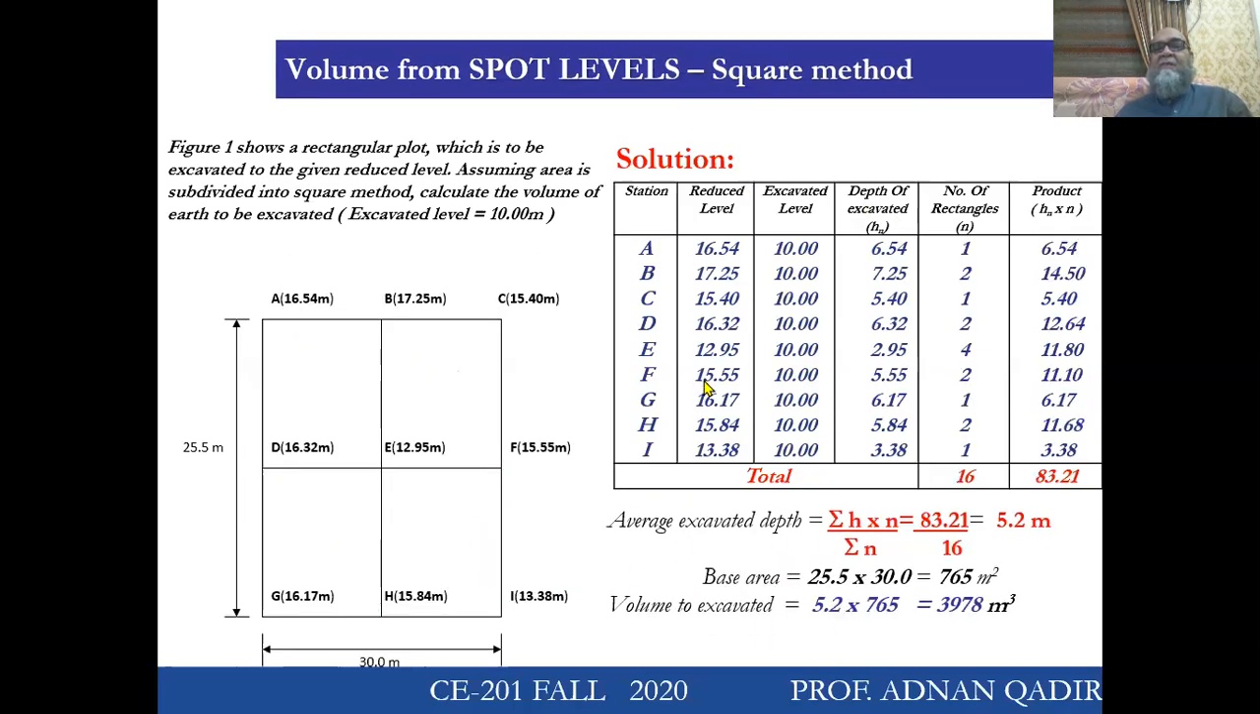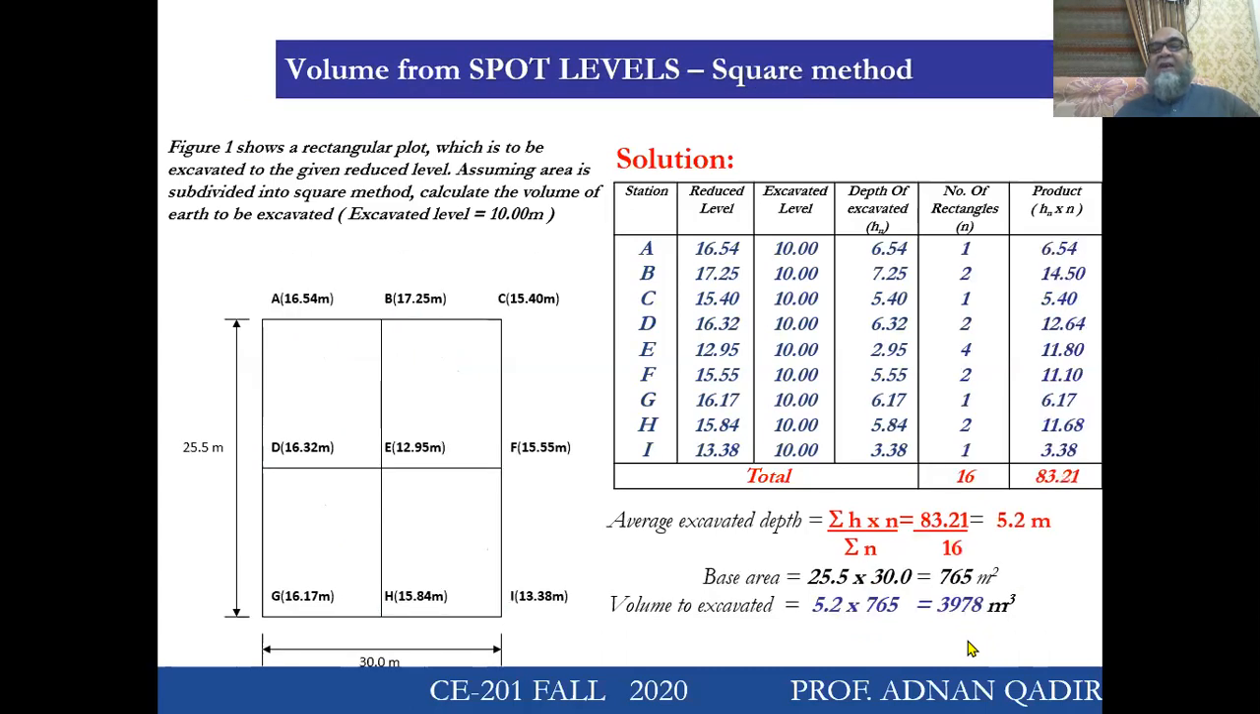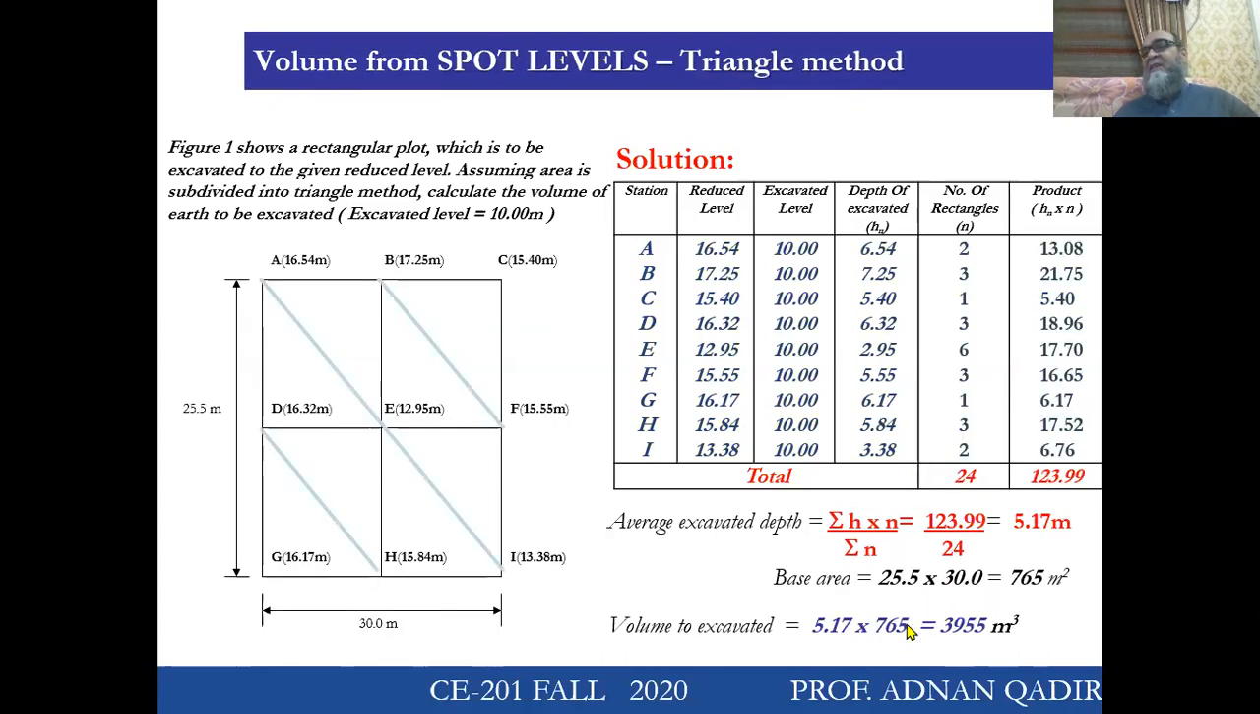If you solve it this way, the only difference is that instead of dividing into rectangles, we have now divided into triangles. That's why point A is common in 2, B point is common in 1, 2, 3, E point is common in 1, 2, 3, 4, 5, 6, and I is common in 2. That's why it is different. Again, it won't make much of a difference. The answer is 3955 here, whereas there it was 3970, so it's a little bit more accurate.